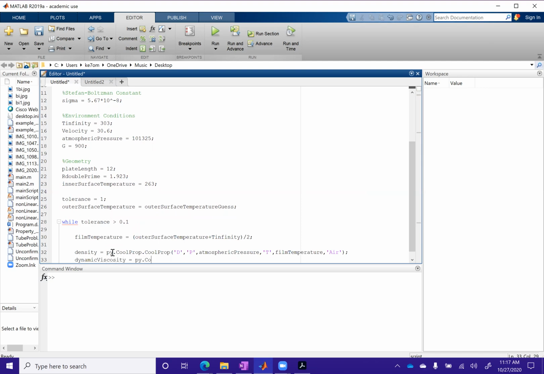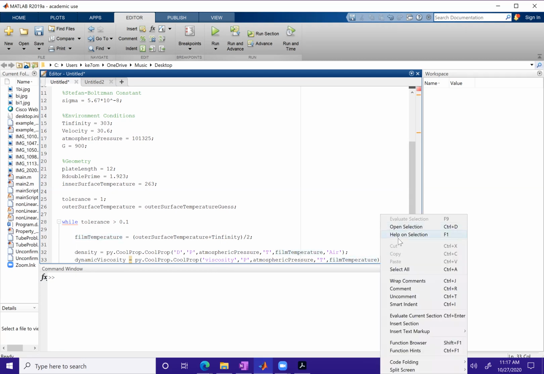is equal to the same thing, PropsSI, CoolProp.CoolProp.PropsSI, atmospheric pressure, T, same thing. This is exactly the same thing, except we changed it. I wrote D here, I apologize. This should be viscosity, film temperature. It's the only thing that changes.